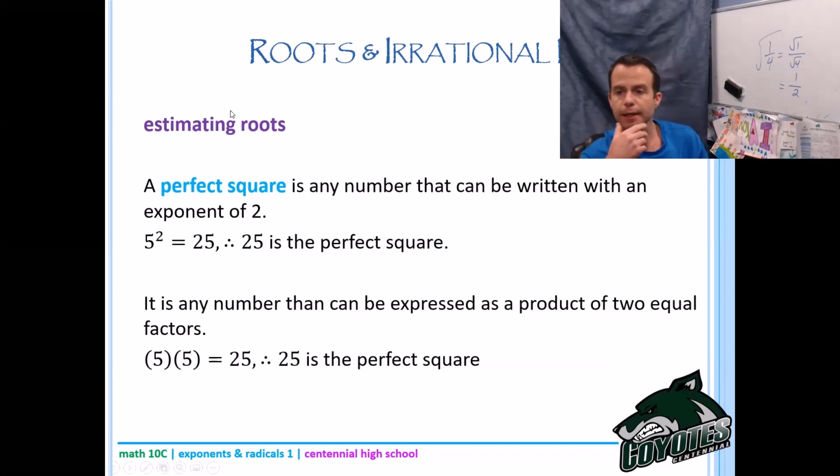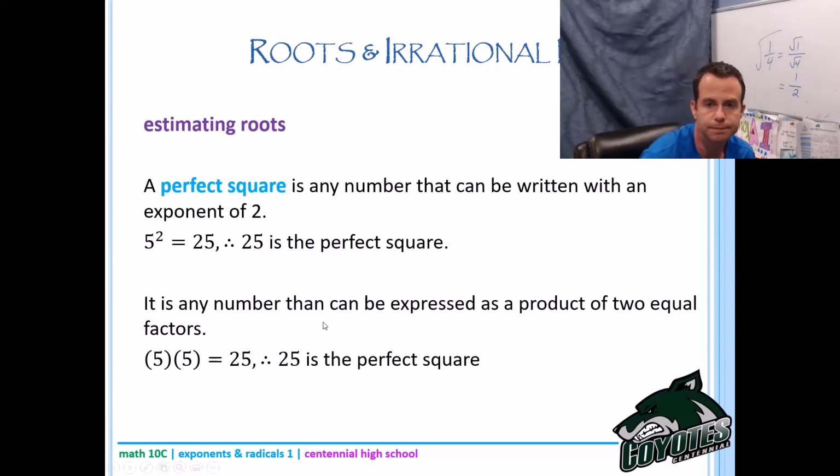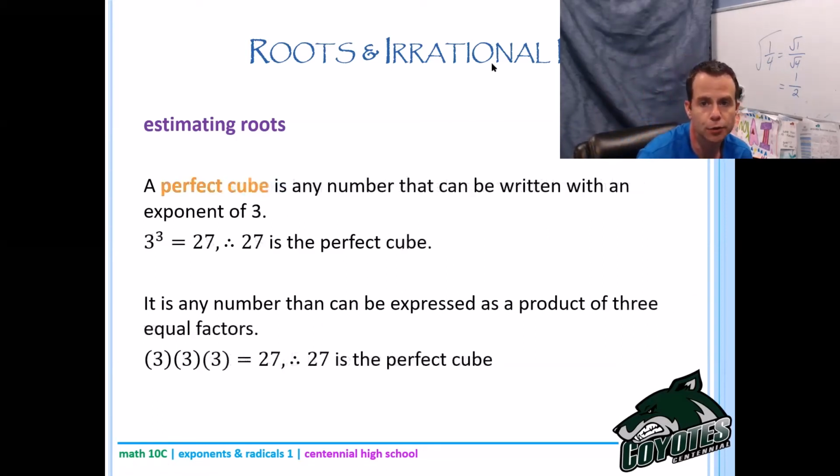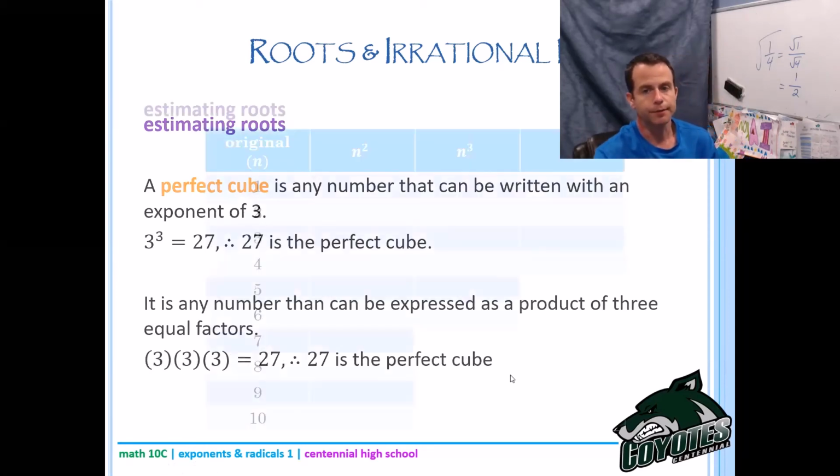It is any number that can be expressed as a product of two equal factors. So 25 can be expressed as 5 times 5. Therefore, 25 is a perfect square. A perfect cube is any number that can be written with an exponent of 3. So 3 cubed is 27, so 27 is the perfect cube because I can write it as 3 cubed. It is any number that can be expressed as a product of 3 equal factors. 3 times 3 times 3 would give me 27. Therefore, 27 is the perfect cube.